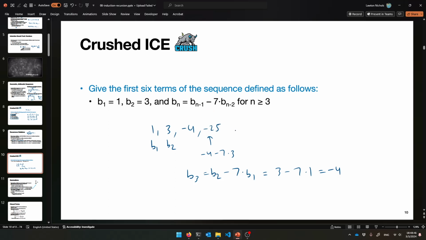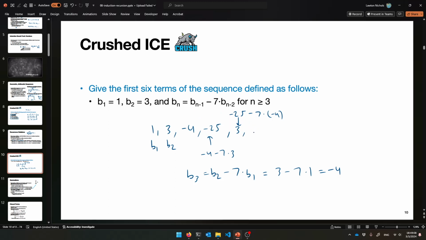Cool. And then this one, what does this one become? This is going to be equal to negative 25 minus 7 times negative 4. So that's going to be like plus a positive thing. So negative 25 plus 28. So that becomes like 3 again. Isn't that crazy? So it's like going all over the place.